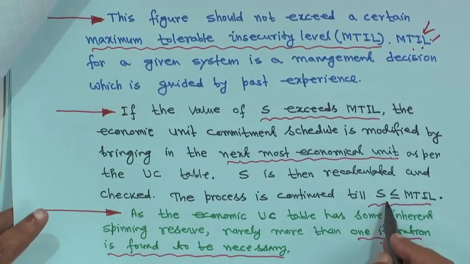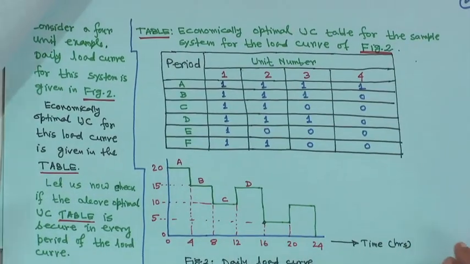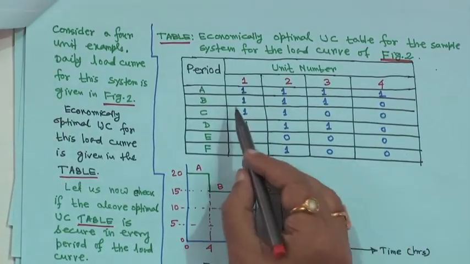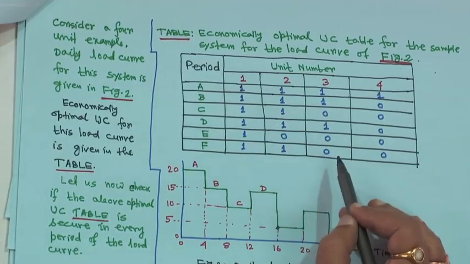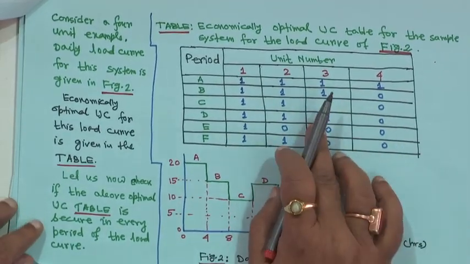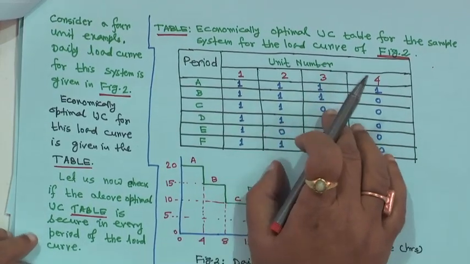That means, when you check this, hardly one iteration can do it. So, how will we do it? For example, suppose this is your unit commitment table, the optimum unit commitment table, which has been given. After unit commitment, suppose this data is given to you.